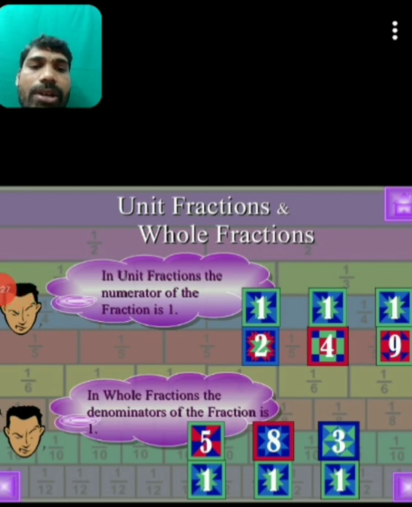Here we have unit fractions. The meaning of unit is that the numerator is always 1. Let us see a few examples: 1 by 2, 1 by 4 and 1 by 9. See, the numerators are all 1, 1, 1.